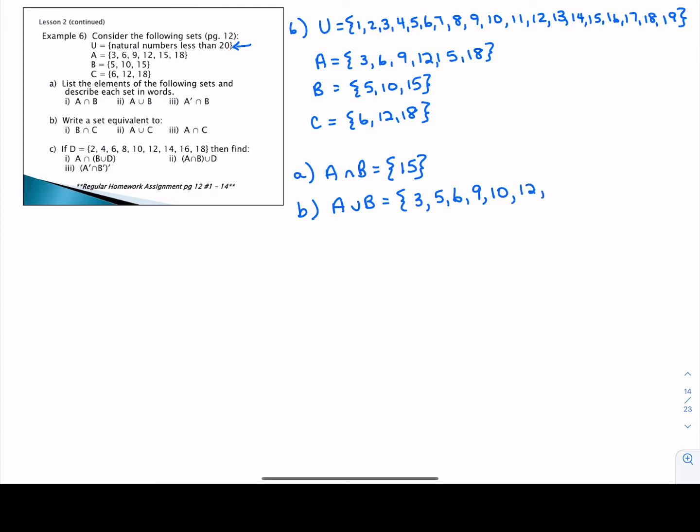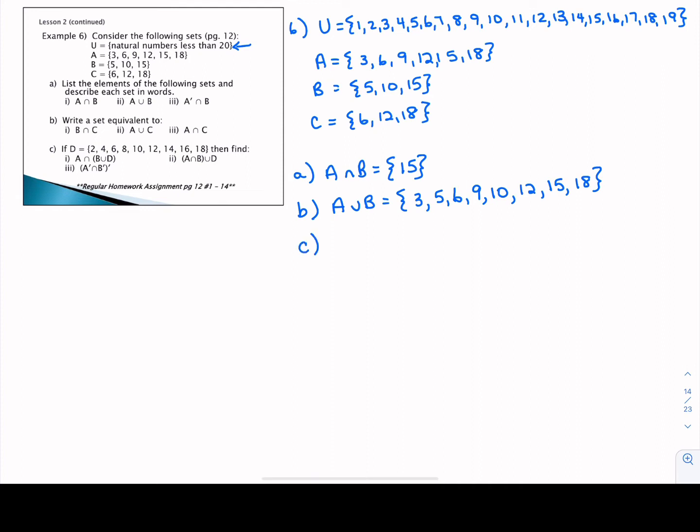12 is in set A, 15 is in both, so we can include it in our union, and then we have 18 as well. So that's your set A union B. Now we get into some complements.